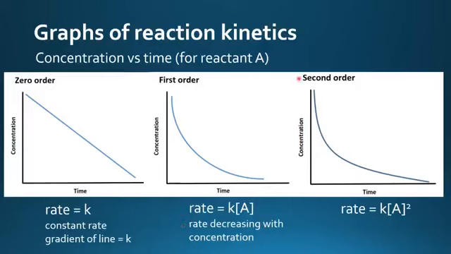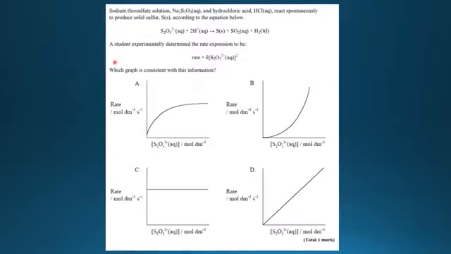And finally, a second-order reaction. We have this curved line, and the rate equals k times the concentration of A to the power 2. So here's an example question. A student experimentally determined the rate expression for this reaction to be rate equals k, the concentration of the thiosulfate ion to the power 2.